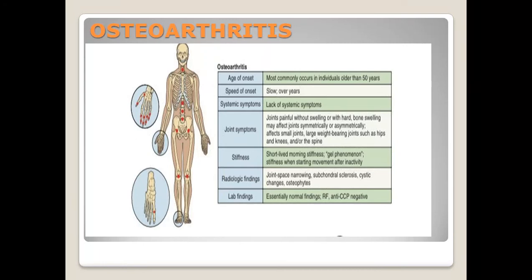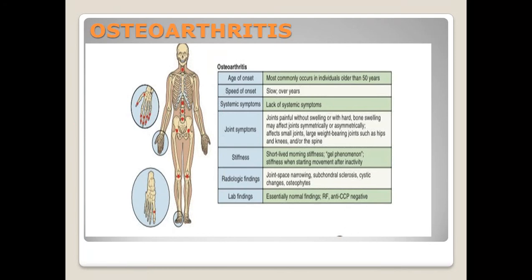So the difference between rheumatoid arthritis and osteoarthritis is, first, a lack of systemic symptoms, and it can be symmetrical or asymmetrical, whereas rheumatoid arthritis is always symmetrical involvement. The morning stiffness is short-lived, called the gel phenomenon, which is less than 1 hour, whereas in rheumatoid arthritis it is more than 1 hour, and it improves on activity, whereas in osteoarthritis the stiffness occurs when starting movement after inactivity.